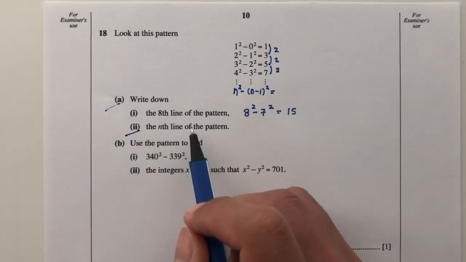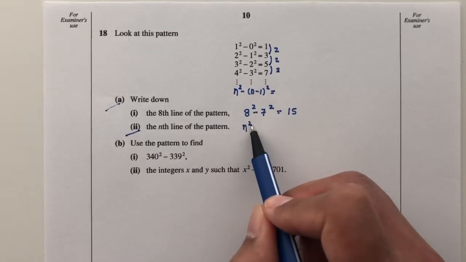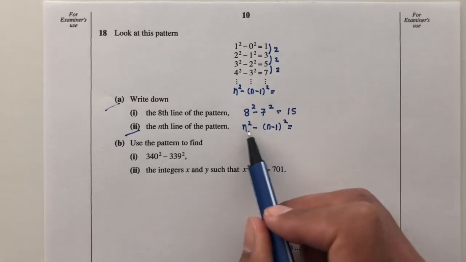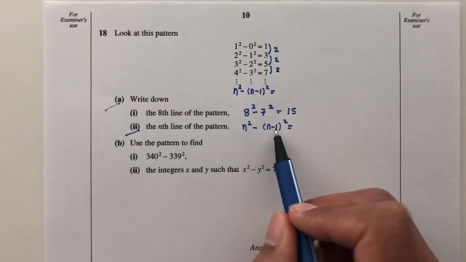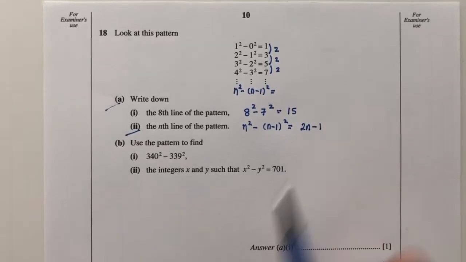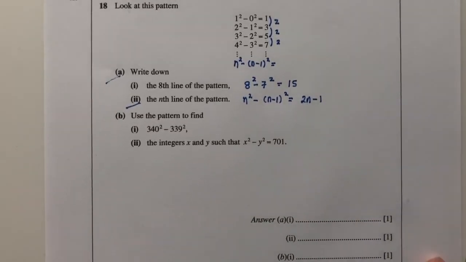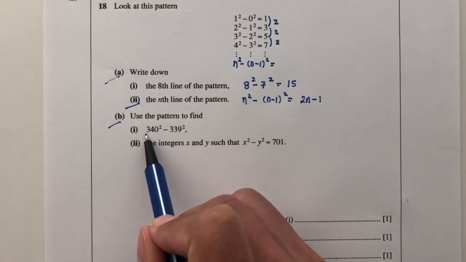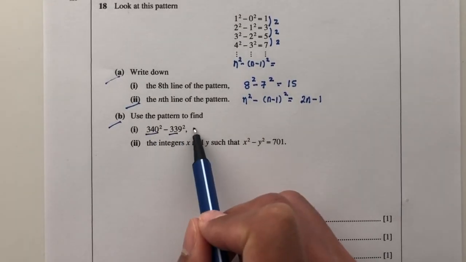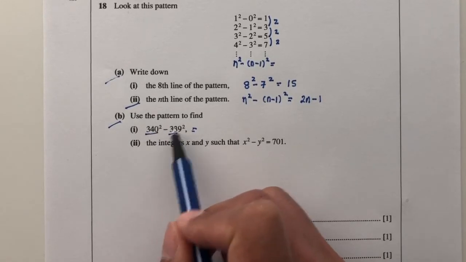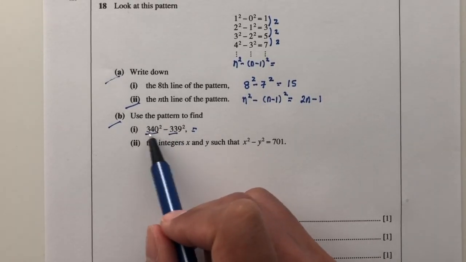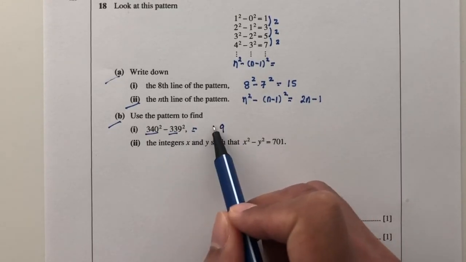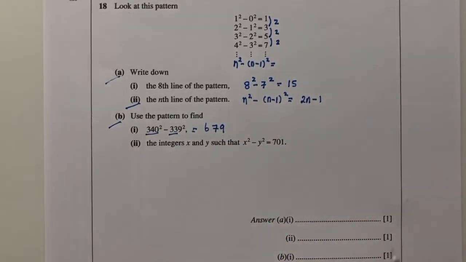Now part 2, the nth line is n square minus n minus 1 square. So it will become n plus n minus 1, which is 2n minus 1. Okay, now part B, use the pattern to find this one. So pretty easy. We just take this one, add to this one, it will become what? So 340 plus 339, that will be 9 on the back, that will be 7 and 6. So 679.